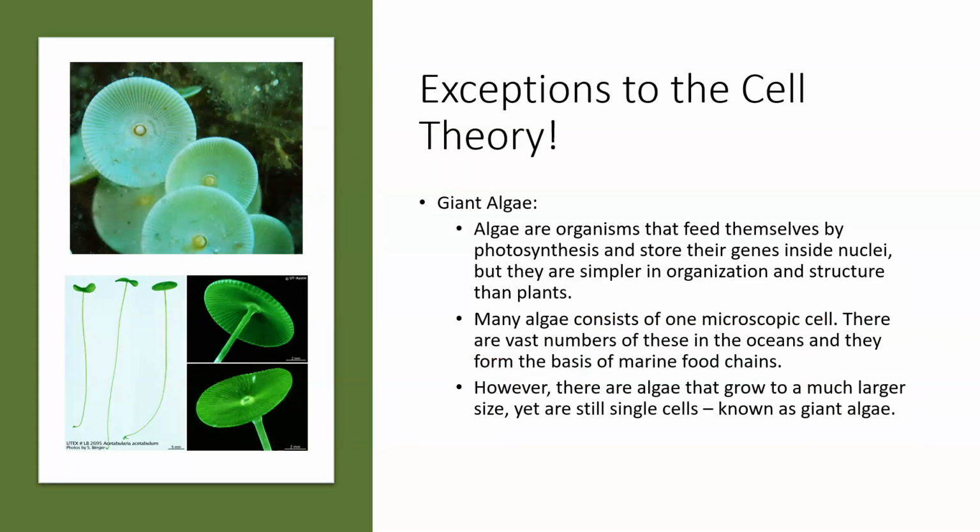So the last one to round out this series of examples that go against what is traditionally called for by the cell theory is the giant algae. Now, these giant algae are very, very large organisms that are phototrophic, or they feed themselves, right? They go through photosynthesis, and so they are like other aquatic plants. They store their genes inside a nucleus, just like any other cell, but they are much simpler in organization and structure than plants because they are essentially unicellular.